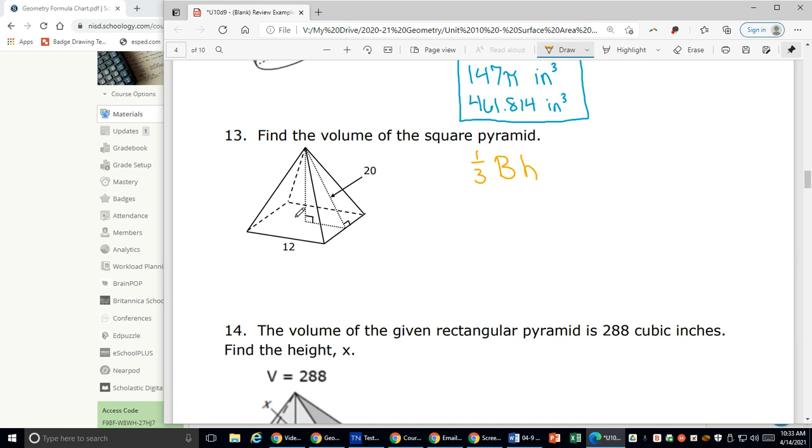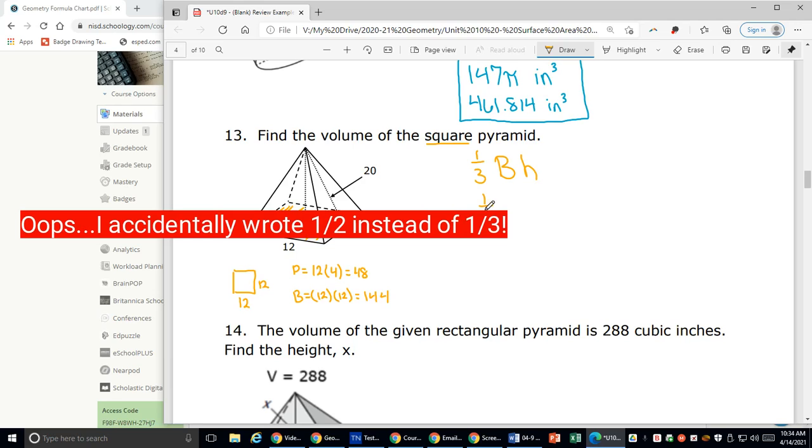So I know anytime I have a pyramid or a prism, I like to identify my base, which is a square. And it's 12 here, so that means it's 12 by 12 by 12 by 12. So my perimeter would be 12 plus 12 plus 12 plus 12, or 12 times 4. And the area of my base would be 12 times 12, which is 144. So 1/3 the area of the base, 144, times height. And that's going to be the perpendicular height, which notice they didn't give me.